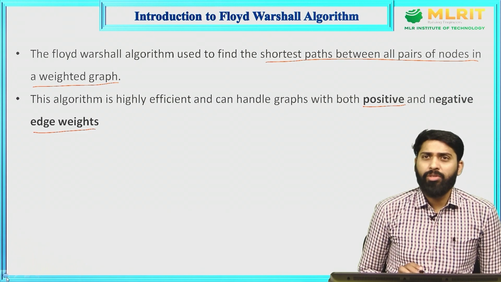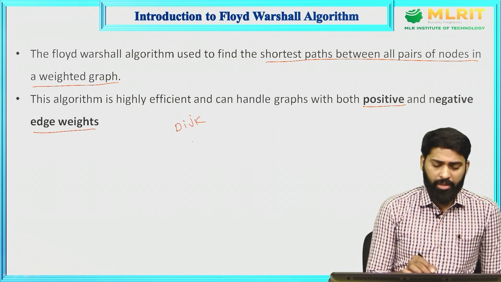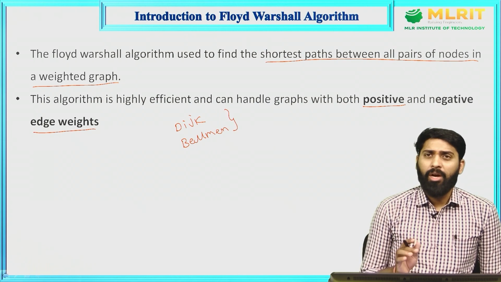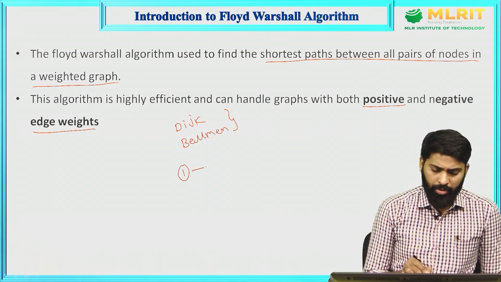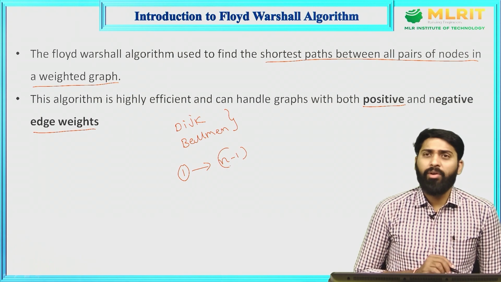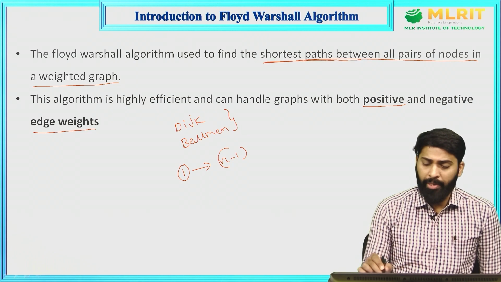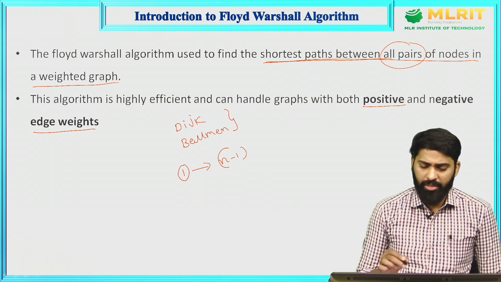In our previous two classes, we discussed two algorithms: one is Dijkstra's algorithm, another is the Bellman-Ford algorithm. In these two algorithms, we discussed how to find the shortest path from one node to the remaining n minus 1 nodes in the graph. In the Floyd Warshall algorithm, we are going to find the shortest path between all the nodes present in the graph. So, let us discuss with one example.